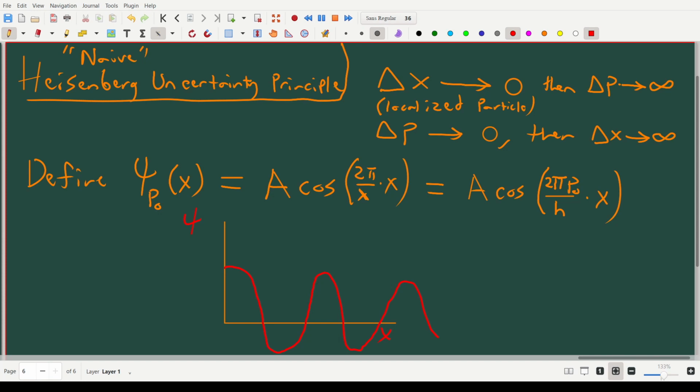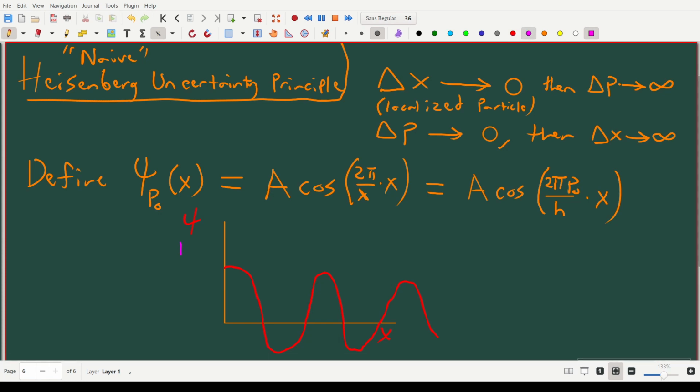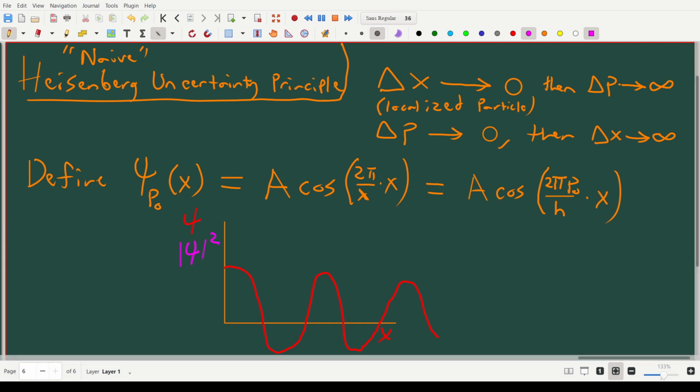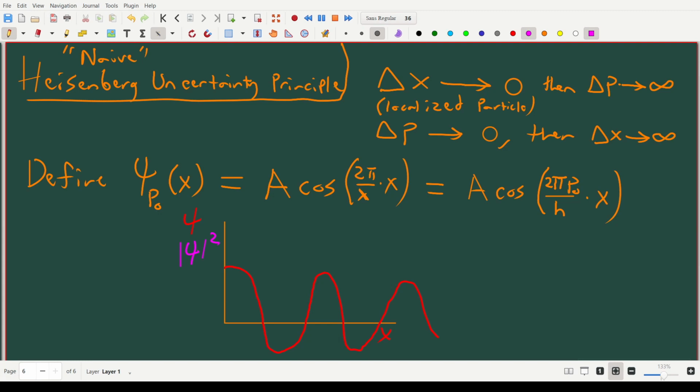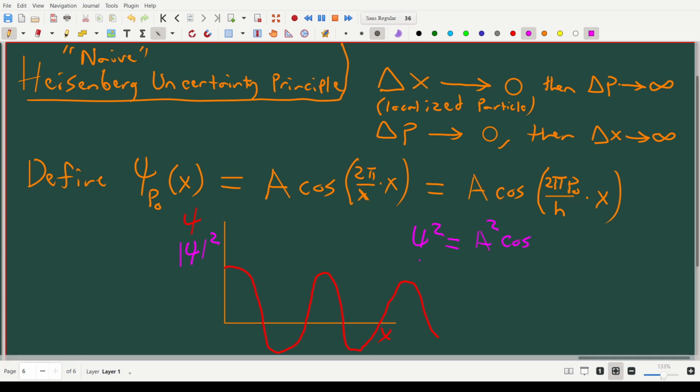Remember, the probability of finding it in a region is the square of the wave function. So in purple, I'll plot psi squared. What's psi squared here? Psi squared, in this case, is A squared cosine squared of 2 pi over lambda times x. We just square everything. That's easy. And what's the square of a cosine look like?